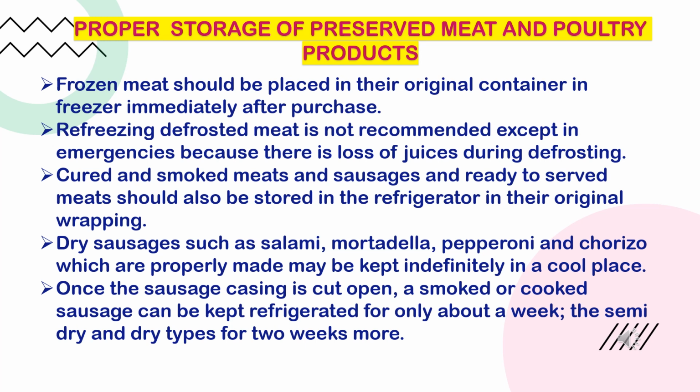Dry sausages such as salami, mortadella, pepperoni and chorizo which are properly made may be kept indefinitely in a cool place. Once the sausage casing is cut open, a smoked or cooked sausage can be kept refrigerated for only about a week. The semi-dry and dry types, for 2 weeks more.